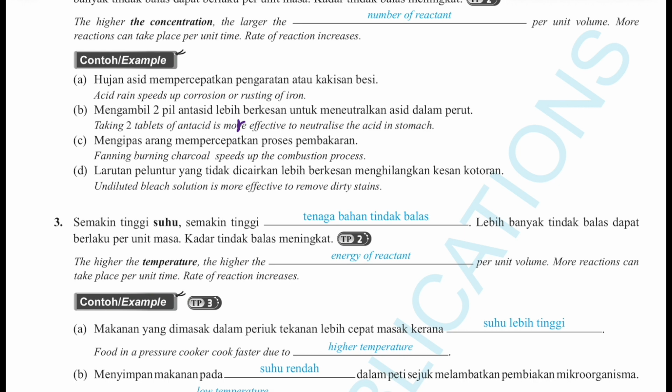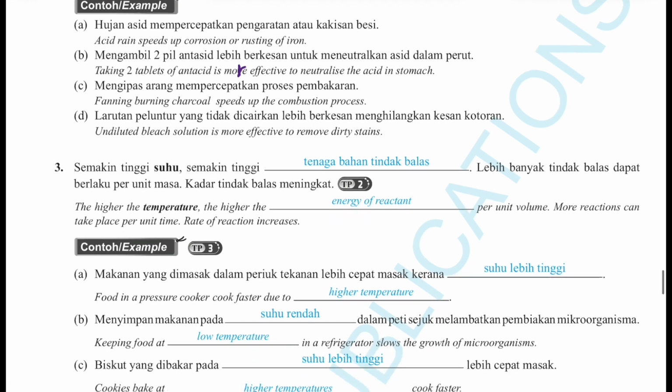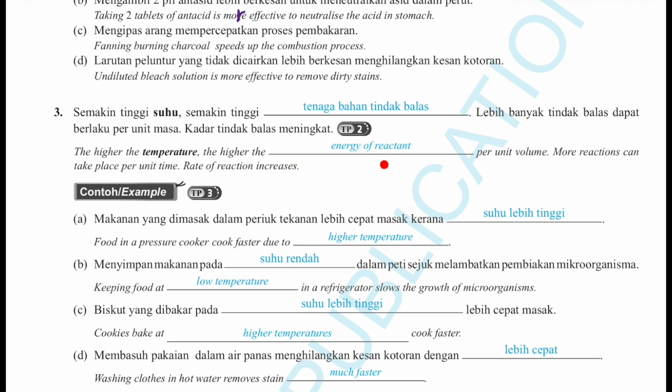kita punya pakaian. Okay. The higher the temperature, the higher the energy of reactant per unit volume. So more reaction can take place per unit time. So rate of reaction increases. If you still remember, the higher the temperature, the higher the rate of reaction. What is that? When the temperature is higher, so the energy of reactant per unit volume become higher. Semakin tinggi tenaga bahan tindak balas per unit volume. So more reaction can take place per unit time. So rate of reaction increases.